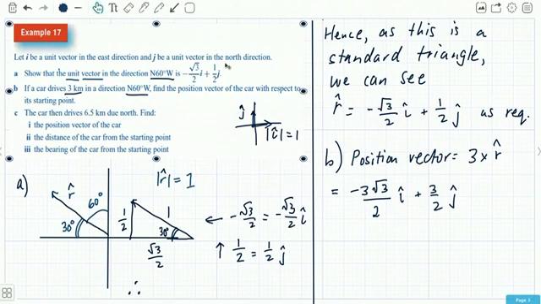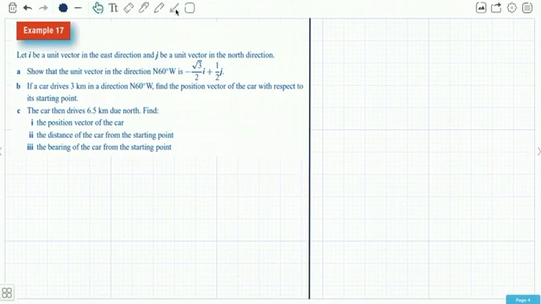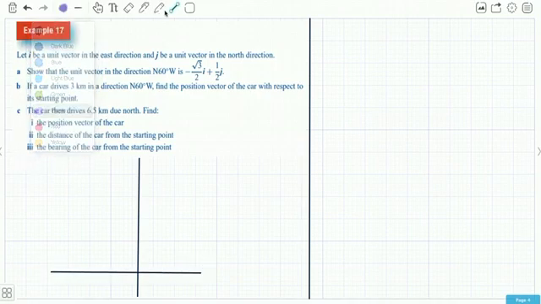Last part, we've now got an additional thing that's happening with the car, which is that the car then drives 6.5 kilometres due north. So at this point, it's really going to be useful to draw a proper diagram of what's going on. So I've just got the same thing on the next page. So far, our car has started at the origin, and then travelled in the 60 degrees west direction. So we'll say about there.